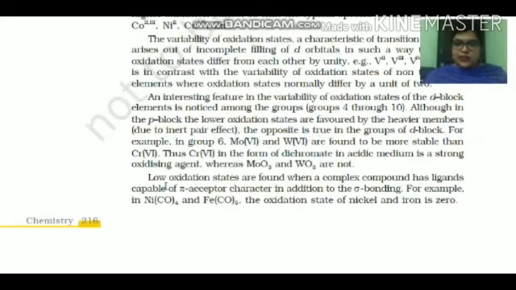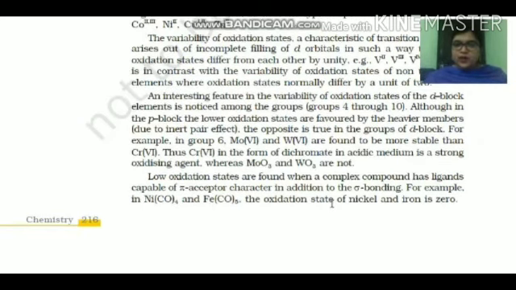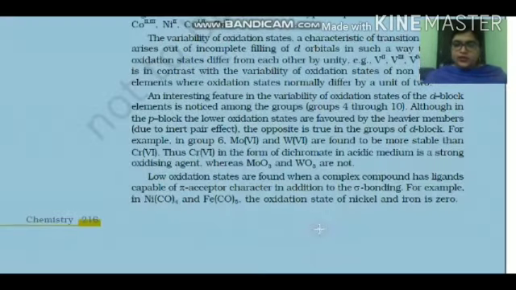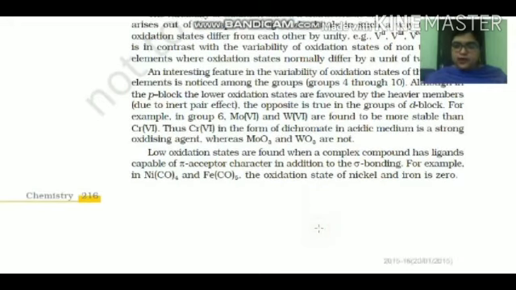And next, children, lower oxidation state, or you can say zero oxidation state, you can also observe in case of ligands which show pi acceptor character. All this, children, we have seen in coordination compounds. It is tetracarbonyl nickel and pentacarbonyl iron. In both of these, nickel and iron are showing zero oxidation state.